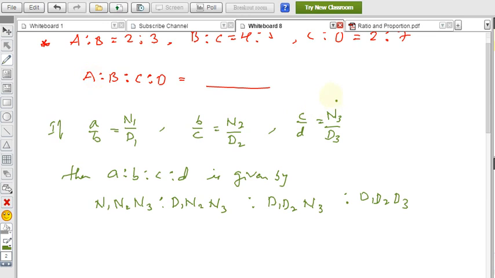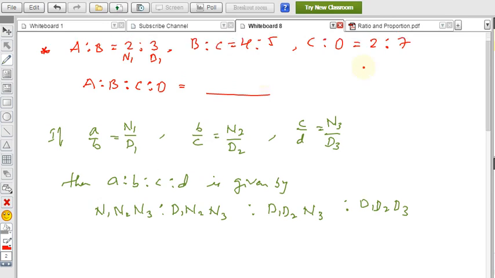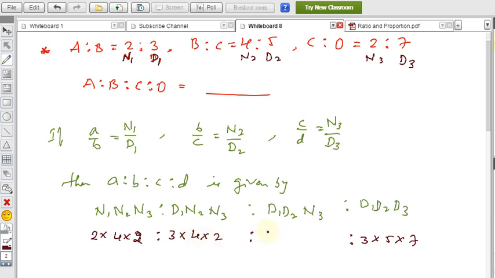According to that we can solve our sum. In our problem, n1 d1, n2 d2, n3 d3, so this is numerator 1 and denominator 1. According to our method, n1 n2 n3 is 2 into 4 into 2. Then the last one is all the denominators, that is 3 into 5 into 7. Then followed by d1 into n2 n3, that is 3 into 4 into 2, and d1 d2 n3, that is 3 into 5 into 2. If you simplify, you get the answer.